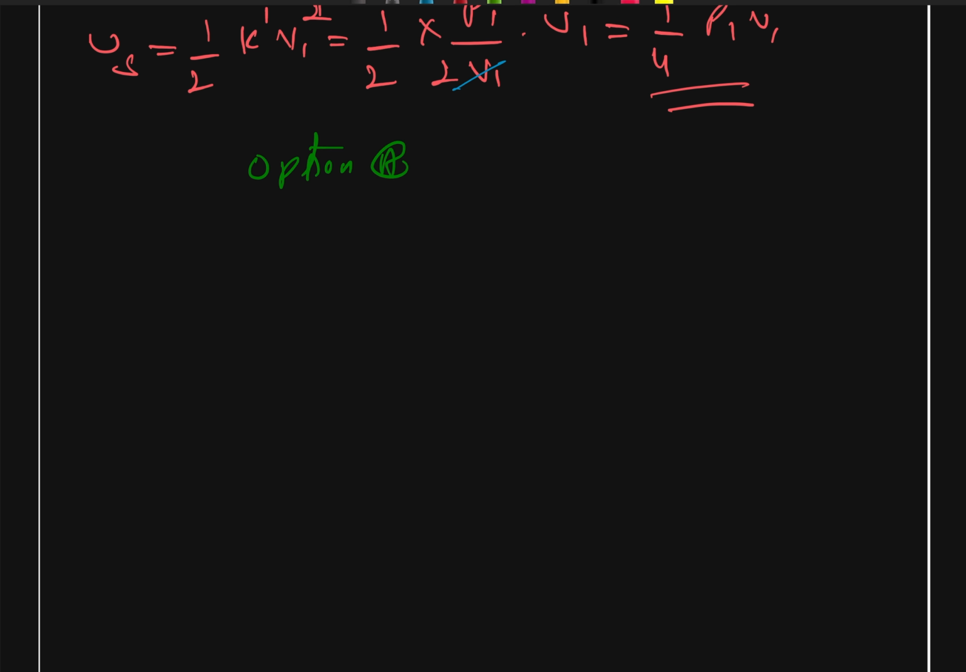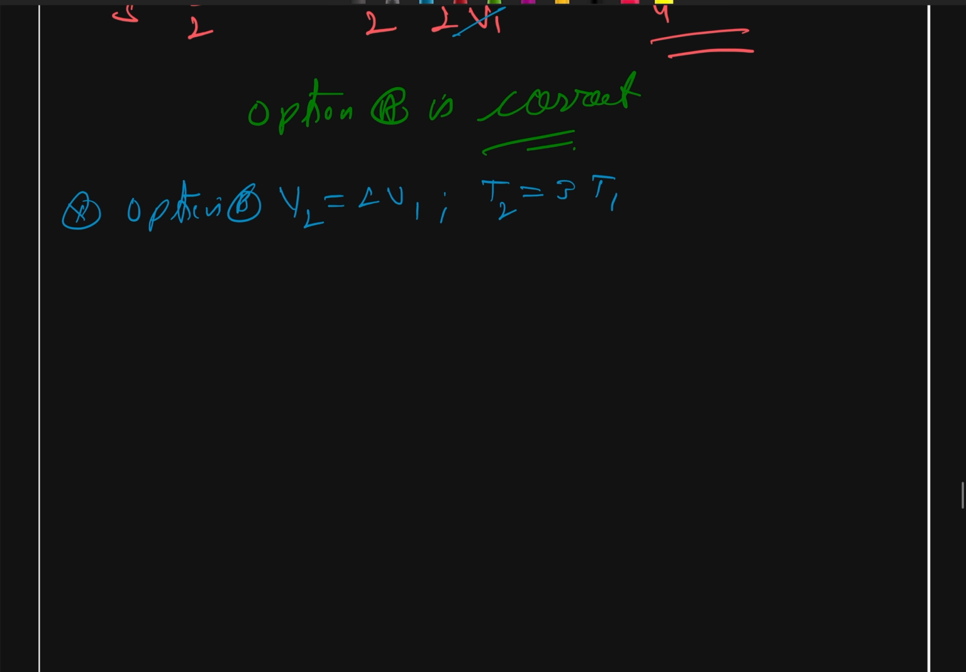Option A is correct. Now we come to our option B. Same condition, option B: V2 is twice V1 and T2 is thrice T1, but now we have to find out the change in internal energy, which is quite simple now.